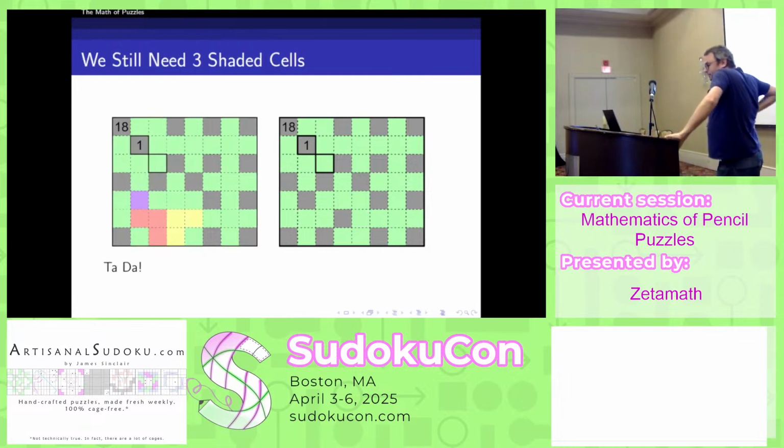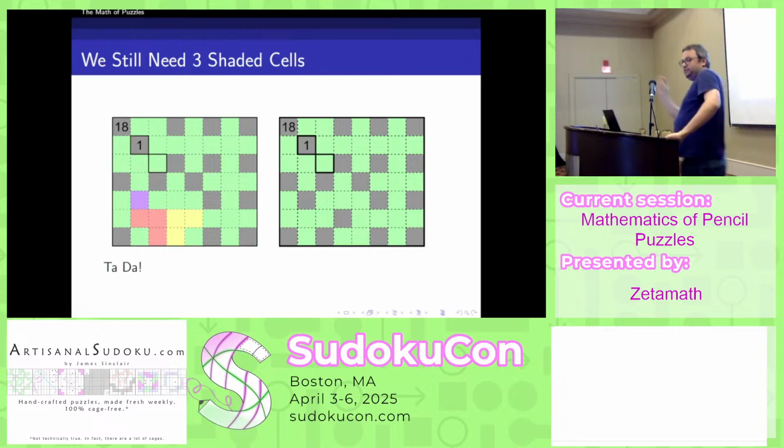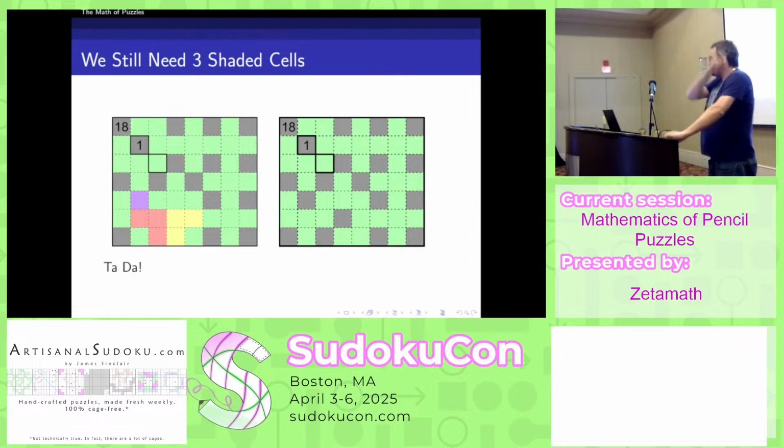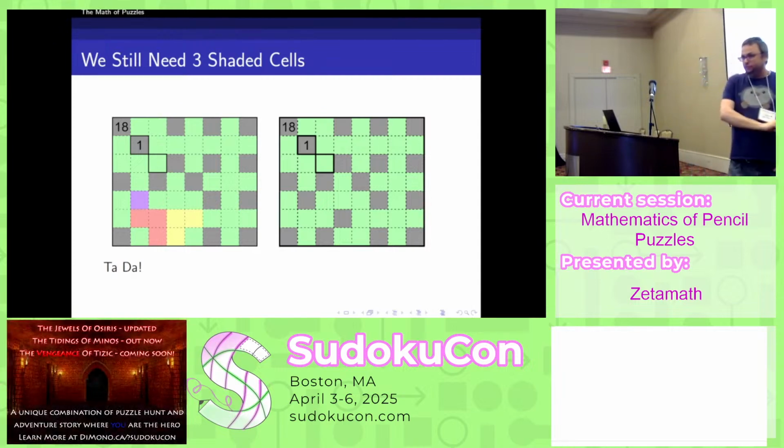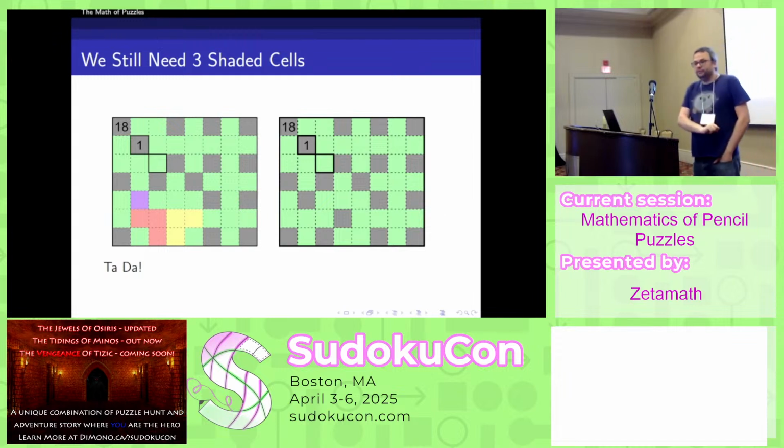And if you want to completely finish this, then you have to play this cute little game at the bottom left corner here where you say, okay, I need 3 shaded cells total, just because of the 18 clue, not for any other reason. And I've made a purple group, a red group, and a yellow group that can each have at most 1 shaded cell, because if I put 2 shaded cells in them, I'd disconnect the grid. Or put 2 shaded cells next to each other, both of which would be bad.